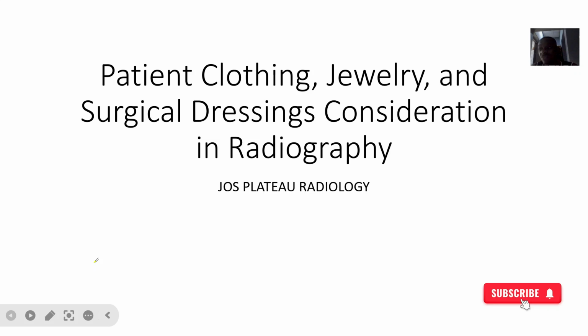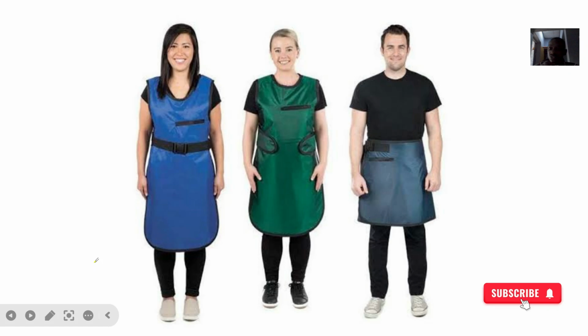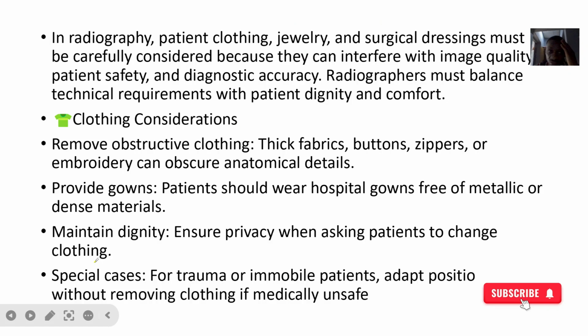So we want to now give more knowledge to ourselves on why you should actually consider these things. So let's pick them one by one. First of all, this is the clothing. So you have to consider them, right? Because they could affect how neat your image will be. So clothing considerations include removing obstructive clothing, like all those thick fabrics. Maybe the clothes had buttons, maybe the clothes has zippers, all those embroideries. Do you understand? That will actually affect how neat the image will be, right?